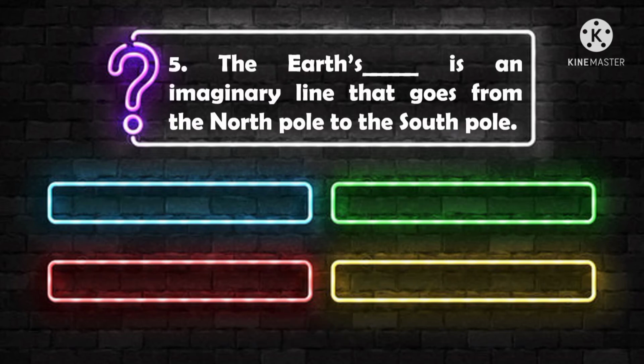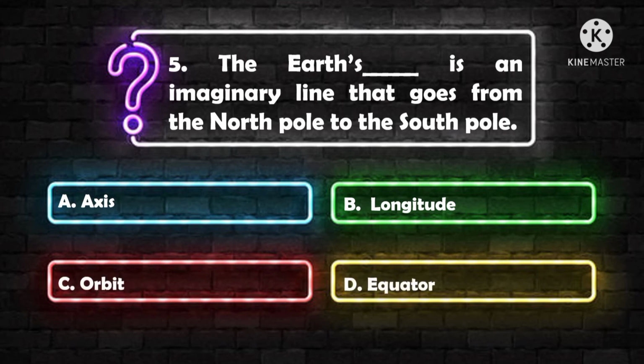And for number 5, the Earth's blank is an imaginary line that goes from the North Pole to the South Pole. A. Axis, B. Longitude, C. Orbit, or D. Equator. The correct answer is letter A, axis.